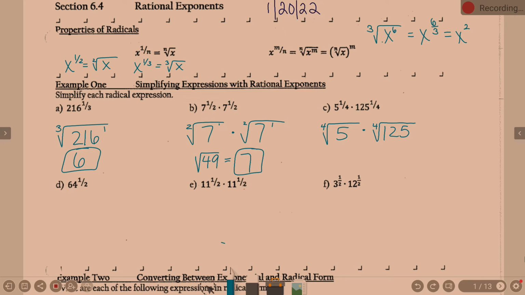Can I take the 4th root of either of those? No. Neither of them are perfect 4th roots. Can I multiply them? Yeah, they're both 4th roots, and that's all that has to be true to multiply. So what is the 4th root of 5 times the 4th root of 125? 4th root of 625? Can we go any farther? Yeah. 5. Is this on your paper? Yeah, the 4th root of 625 is 5. Always go as far as you can.